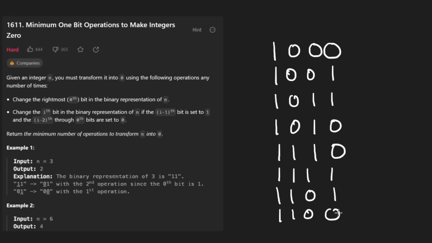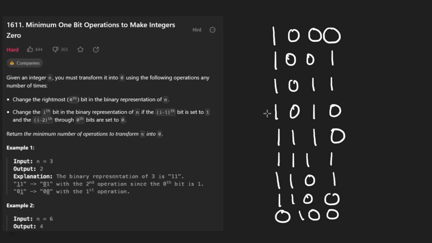And finally, look what we can do now. We've got it into the form that we wanted. We can finally change the most significant bit. We're going to get 0, 1, 0, 0. Okay, so we changed the most significant bit. Like we finally got from here down to here.